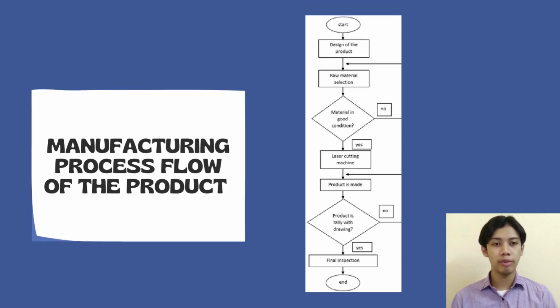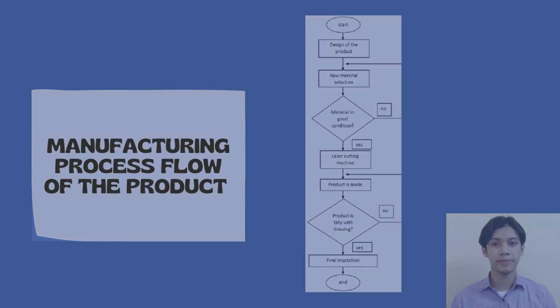I want to talk about the manufacturing process flow of the product. The first step is design of the product. Next step is raw material selection. When the material selection is in good condition, the material will go to a laser cutting machine to build the product. When the product tallies with the drawing, the final inspection process takes place.